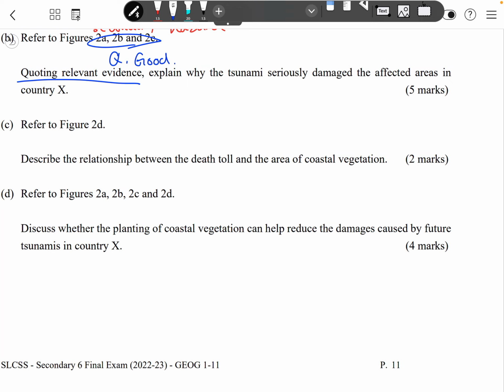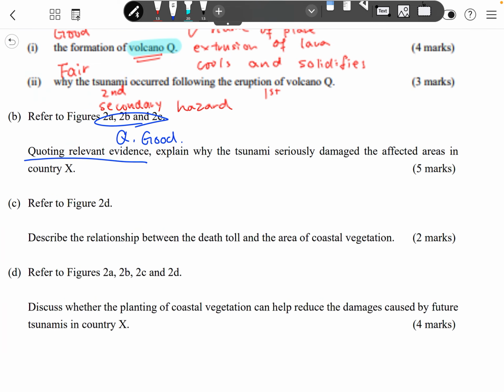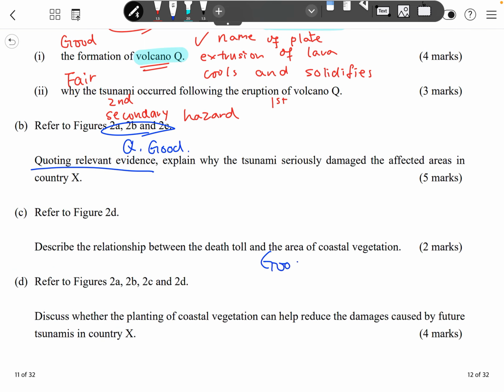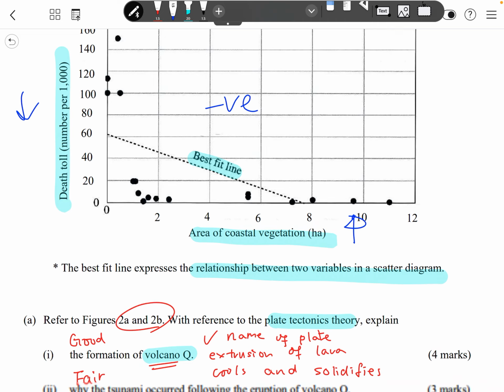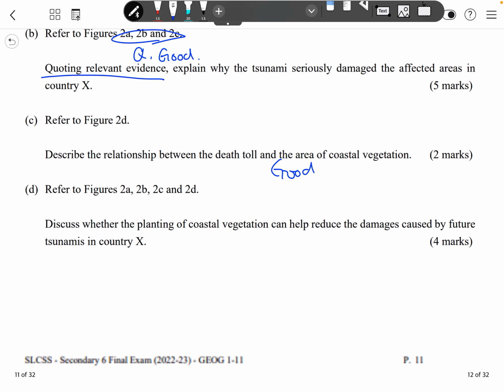C. Describe the relationship between the death toll and the area of coastal vegetation. So this one should be quite good. The relationship is a negative relationship. When the vegetation increases, the death toll decreases. 2 marks. Last question, poor. For the last question, we ask you to discuss whether planting of coastal vegetation can reduce the damage.